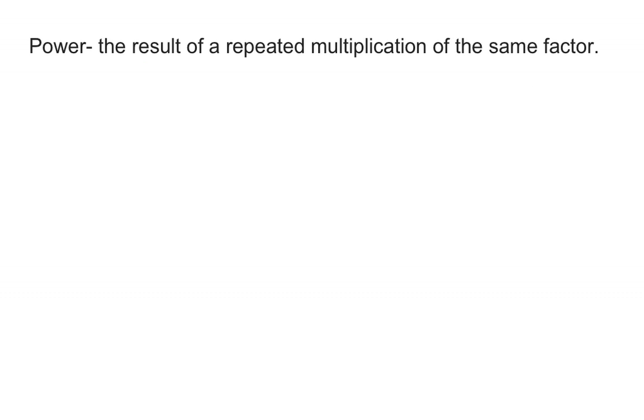So, definition for you. A power is the result of a repeated multiplication of the same factor. So basically what that means is when you have the same number that's being multiplied by itself over and over again, that's when you get a power. So if I had something like 5 times 5 times 5.